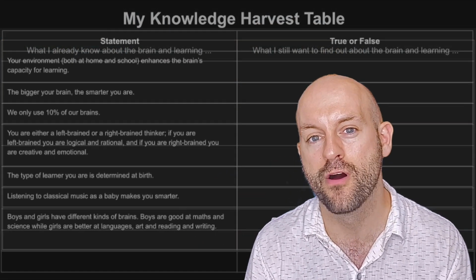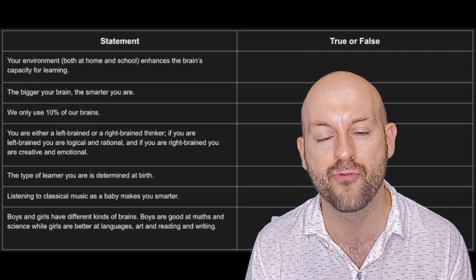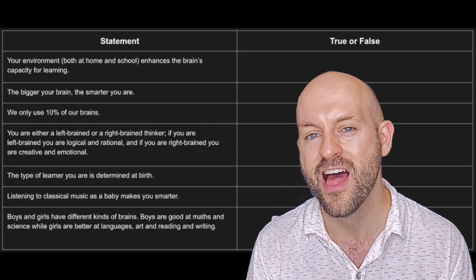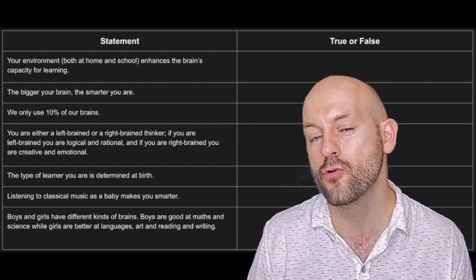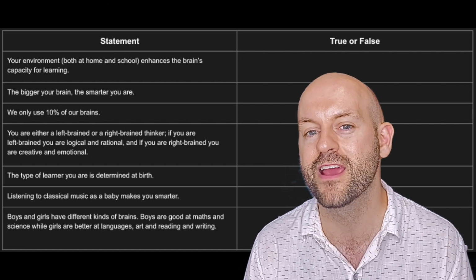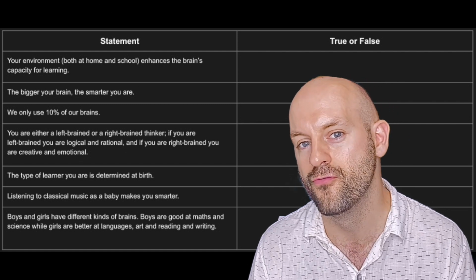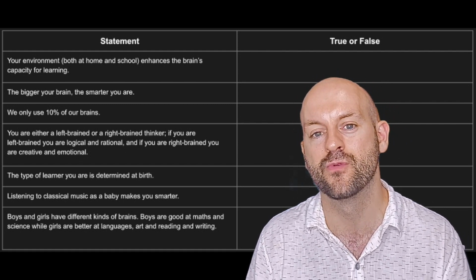For the second part of the knowledge harvest, we're going to look at several statements about the brain and the learning process. Think about each one of these statements. Do you agree or disagree with them? Write down in the second column whether you think a statement is true or false. Then you're going to discuss these statements as a class with your teacher.